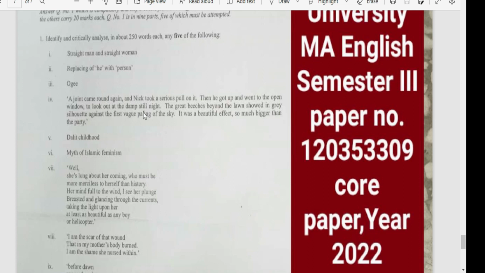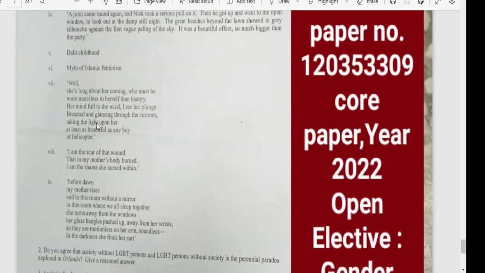Augie, a joint came from again, and Nick took a series pull on it. Then he got up and went to the open window to look out at the damp steely night, the great beseech beyond and longshore in grey. Sail out again the first wake parling of the sky. It was a beautiful effect, so much bigger than the pity.